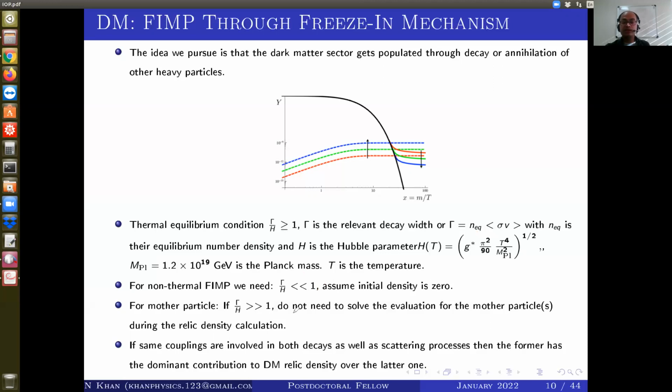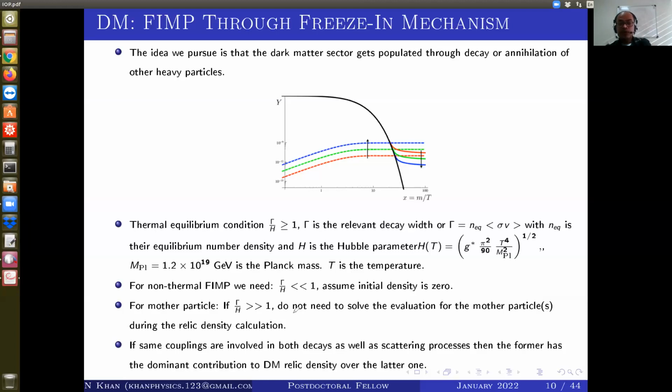Now, one thing: it is produced from some heavy mother particle. If the mother particle is in thermal equilibrium with the other particles, then you only need to solve the evolution equation for the dark matter. But if the mother particle is not in thermal equilibrium and is produced from some other heavy particle, then you have to solve various coupled differential equations to get the dark matter relic density. So you have to take very careful account of whether your mother particle is in thermal equilibrium or not.